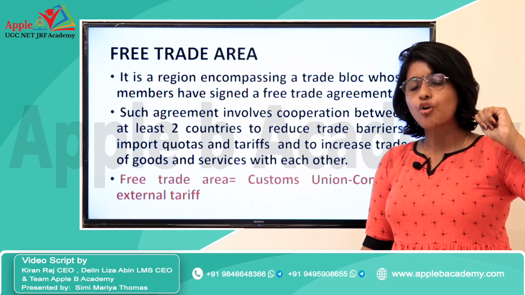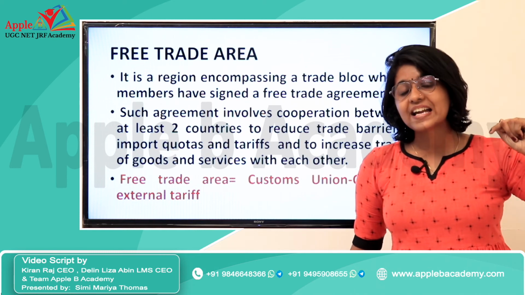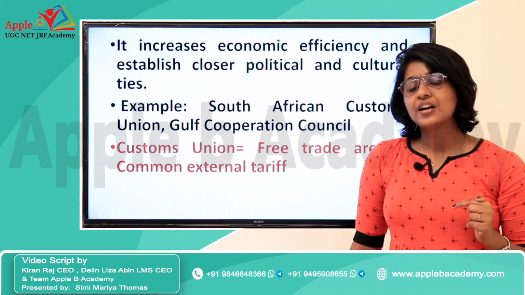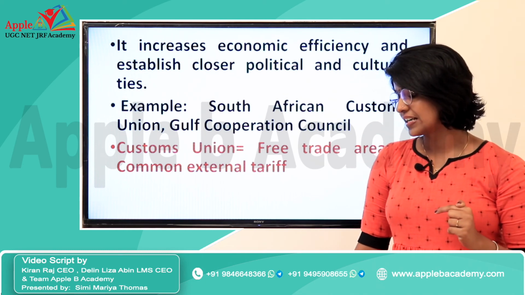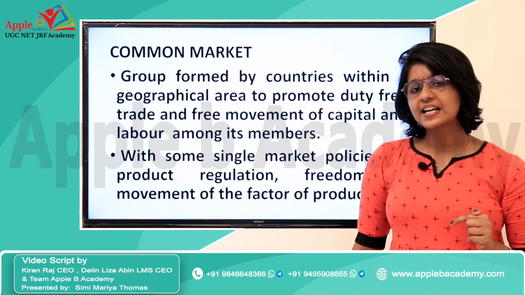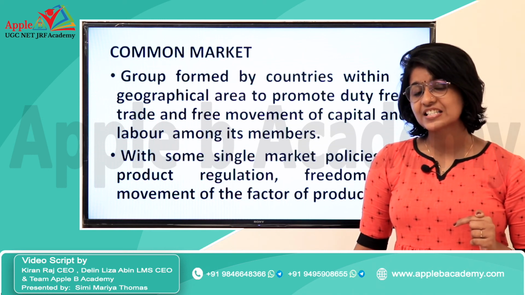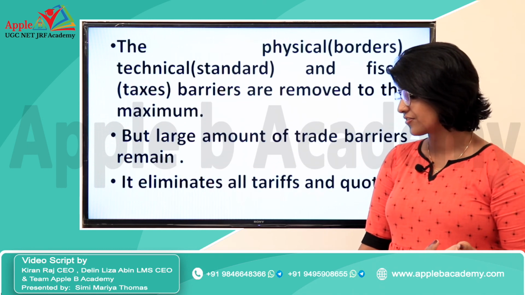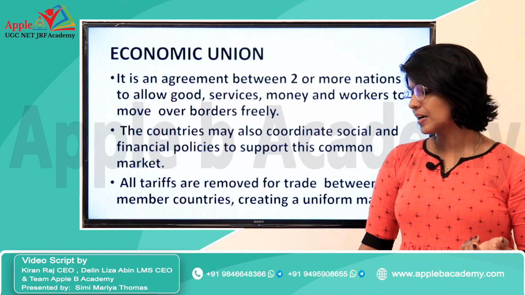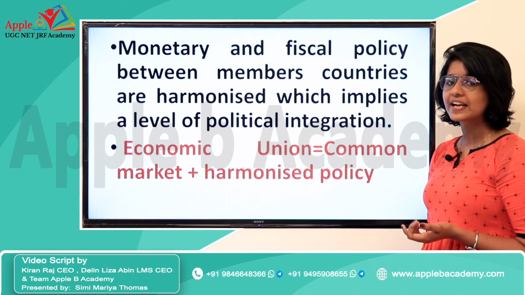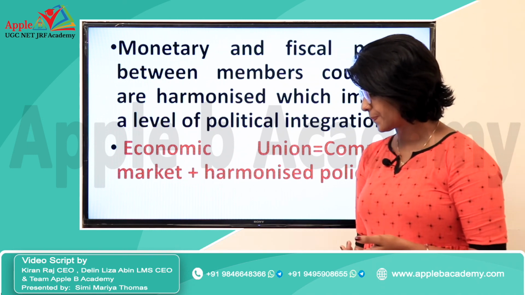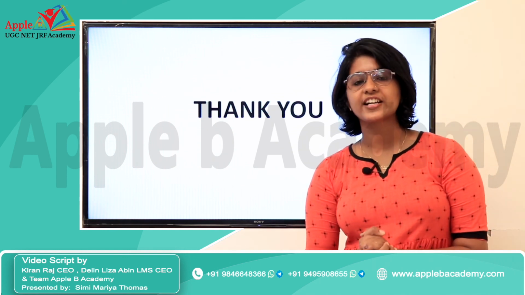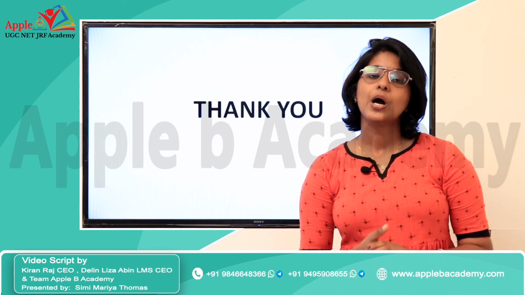The free trade area's formula is customs union minus common external tariff, and a customs union is free trade area plus common external tariff. A common market is the customs union plus the free mobility of the factors of production, goods and services. And the economic union is the common market plus the harmonized policy. So that is all about economic integration. These are the key points to be noted about economic integration from the examination point of view.